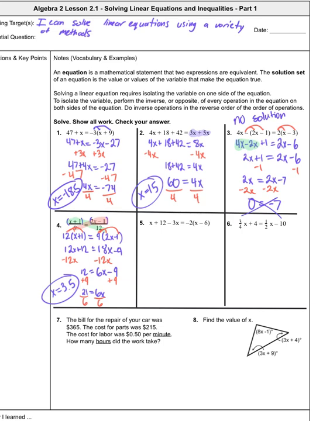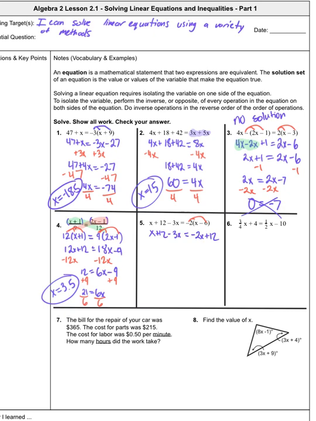All right, moving on to number 5. I'm going to start by just distributing. So I have x plus 12 minus 3x equals negative 2x plus 12, because negative 2 times negative 6 is positive.